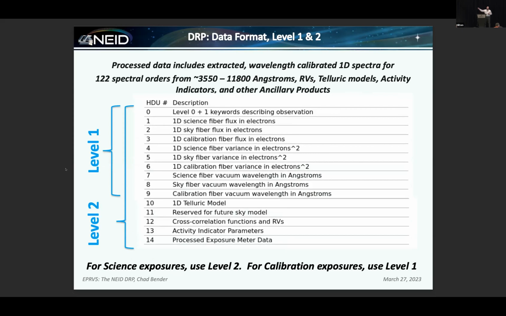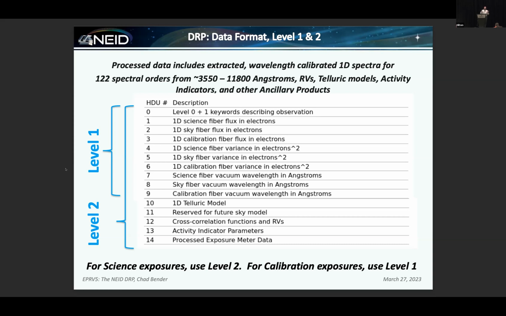If you care about what's in the individual boxes, I screenshot these right off our documentation, which is available on the IPAC website. Level 1 is essentially wavelength calibrated, extracted spectra for every order with variances that are properly tracked through the extraction. Level 2 is that information plus the derived products like radial velocities from a CCF, a telluric model, activity indicators, ancillary products like that.